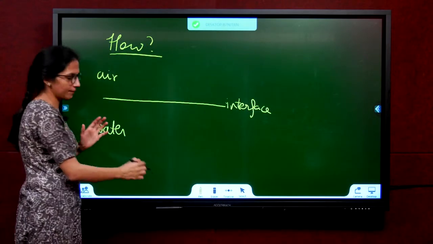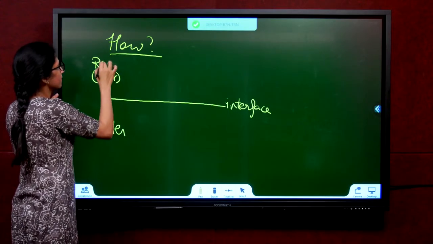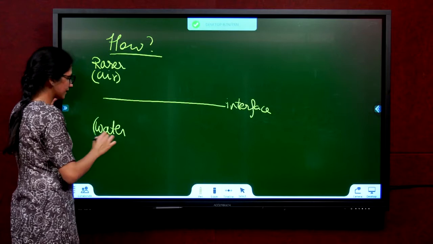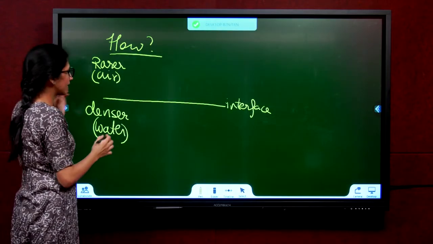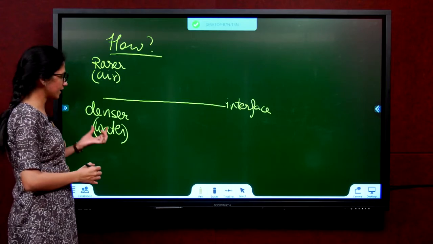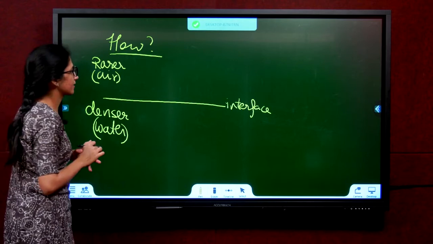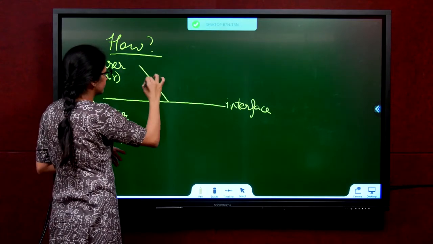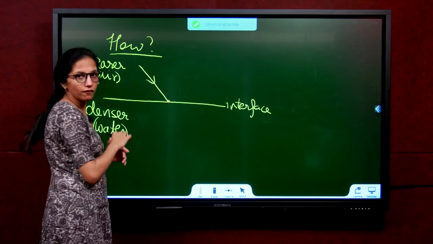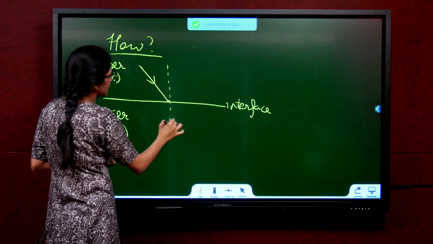I am only giving you an example of air and water. Actually you should say this is a rarer medium and this is a denser medium. Rarer medium example air, denser medium example water. So water is denser than air. Agreed? Yes. So now let us assume there is a light ray coming. So this is the point of incidence. At the point of incidence, draw a normal as usual.